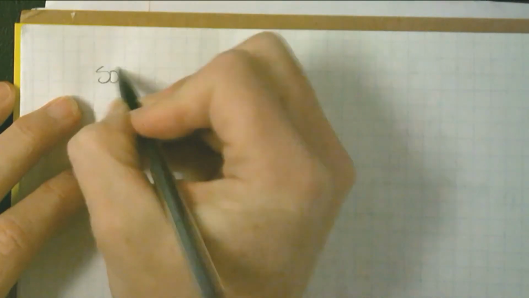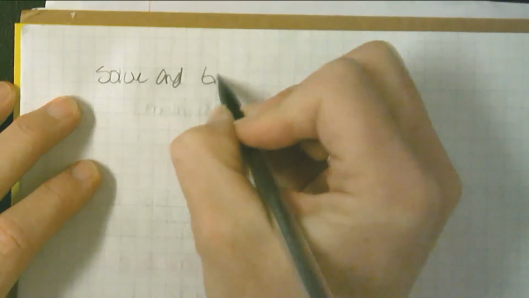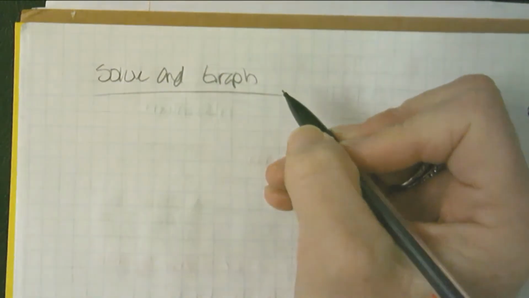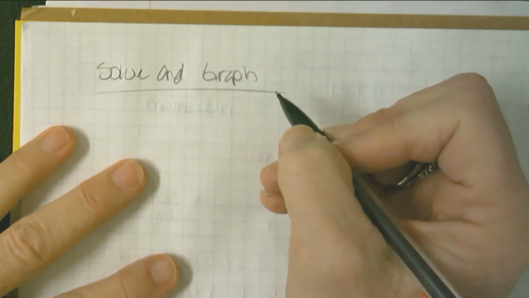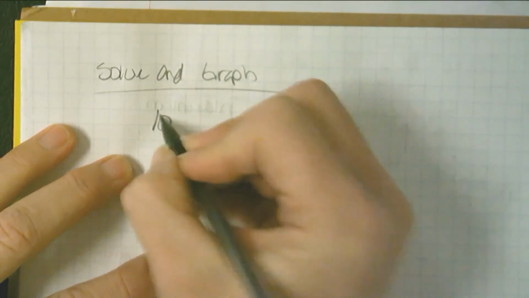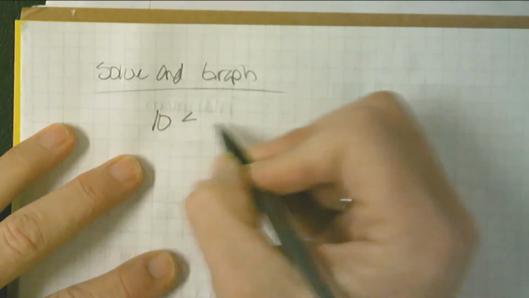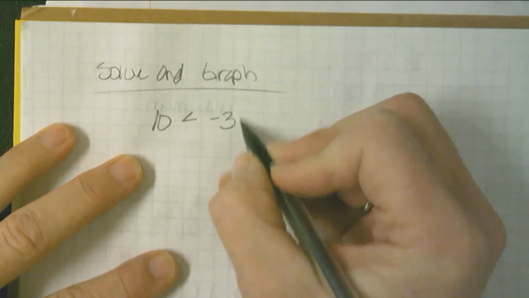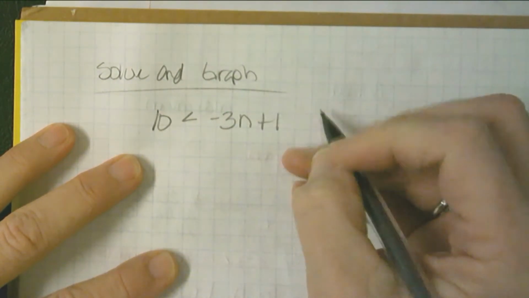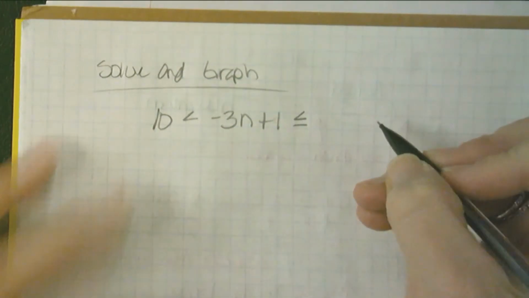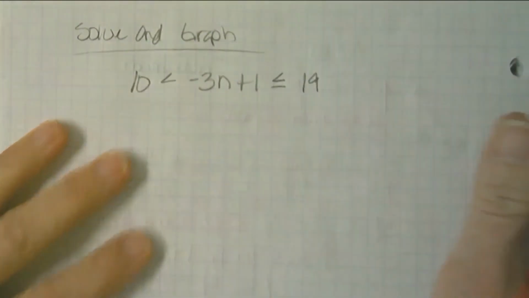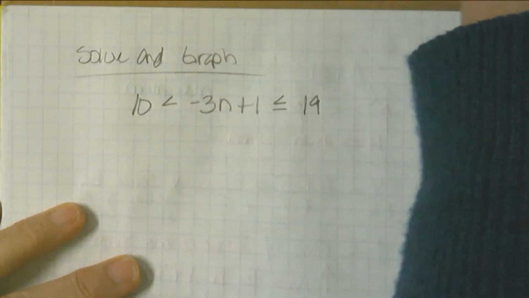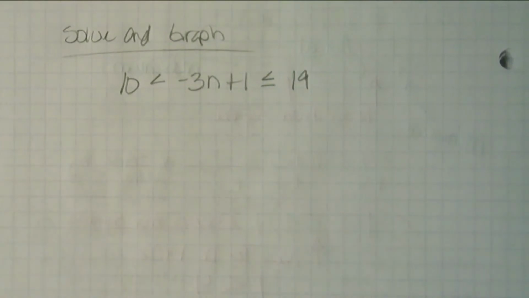All right, so I want you to solve and graph this. Is less than negative 3n plus 1, which is less than or equal to 19. All of you solve that, please. And graph it.